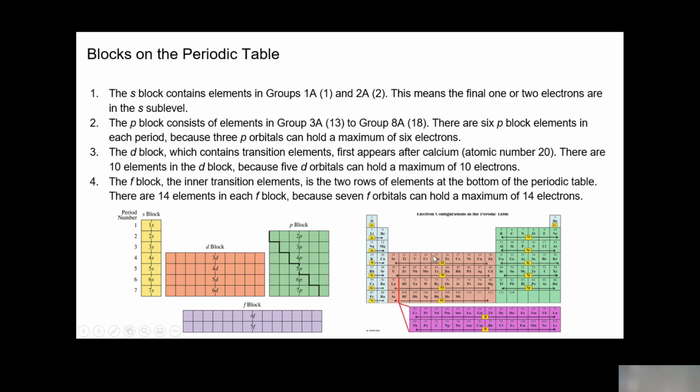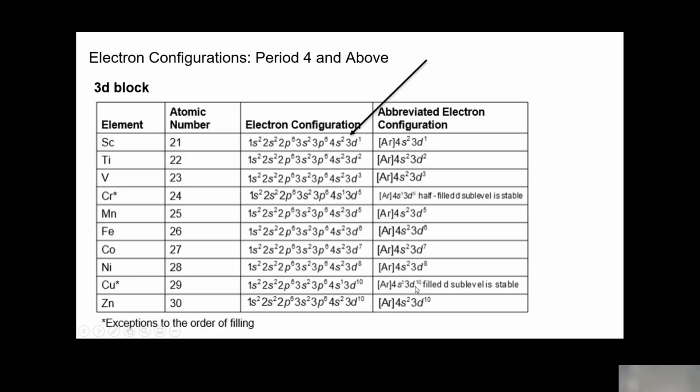The d block contains the transition metals, and it appears right after calcium. So after calcium, which is atomic number 20, 21 starts. And since the periodic table looks like this, once it jumps off the cliff, these are the transition metals. And they go all the way till there are metalloids. But for here, we're not worried about metal, non-metal, and so forth. We're just worried about filling in the address. And then the f block is down here.